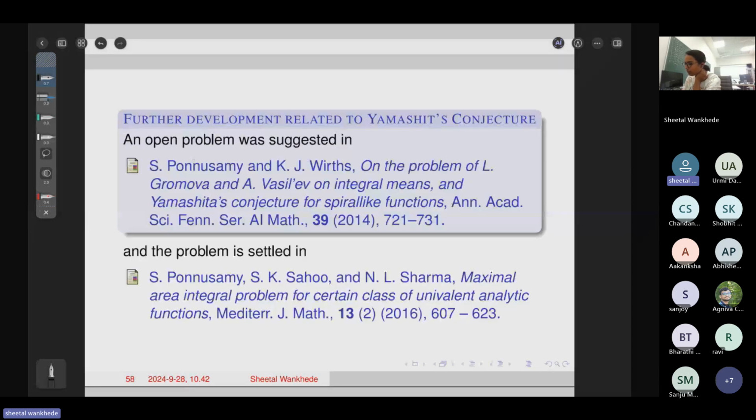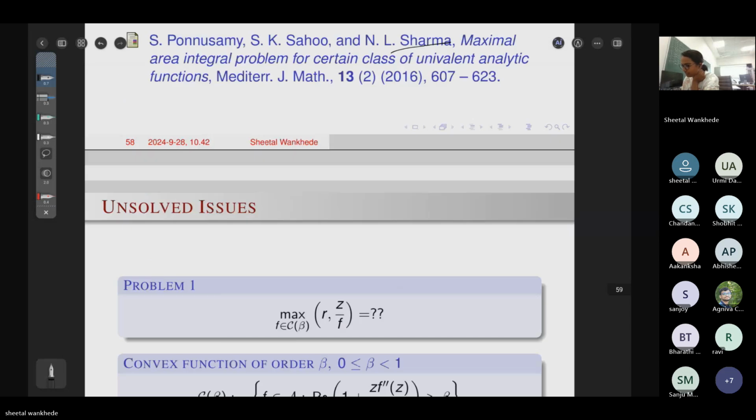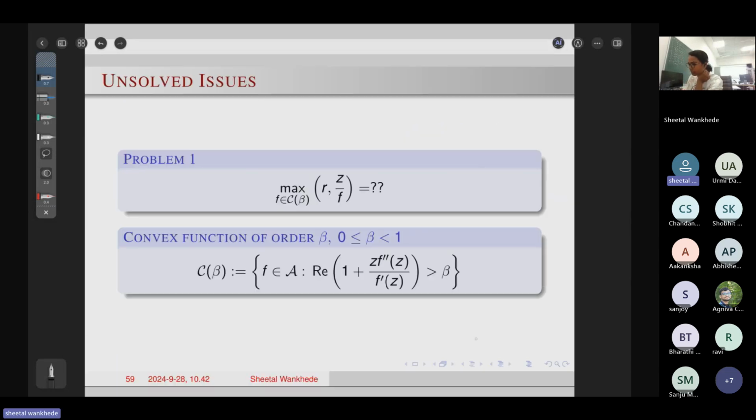So one open problem was related to Yamashita's conjecture, which was made by Ponnusamy and Fritz, and that problem was settled by Ponnusamy, Sahoo and Navneet Lal Sharma in this paper. Okay, so this is an unsolved issue: when this function belongs to C beta, then what is the area? Sheetal, what was the open problem?